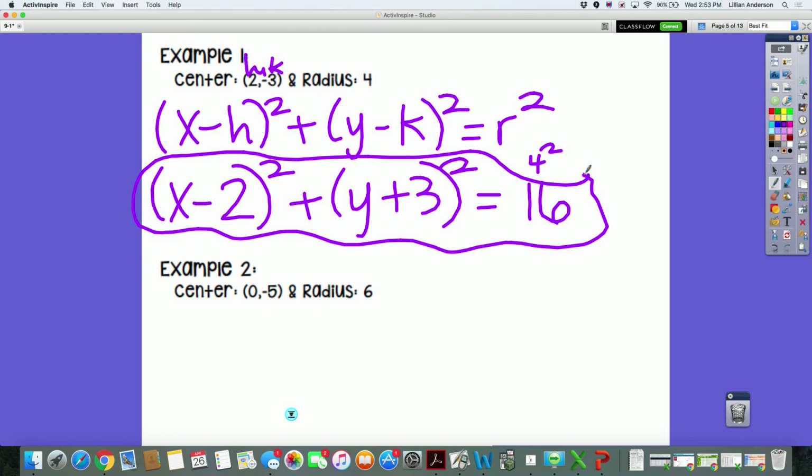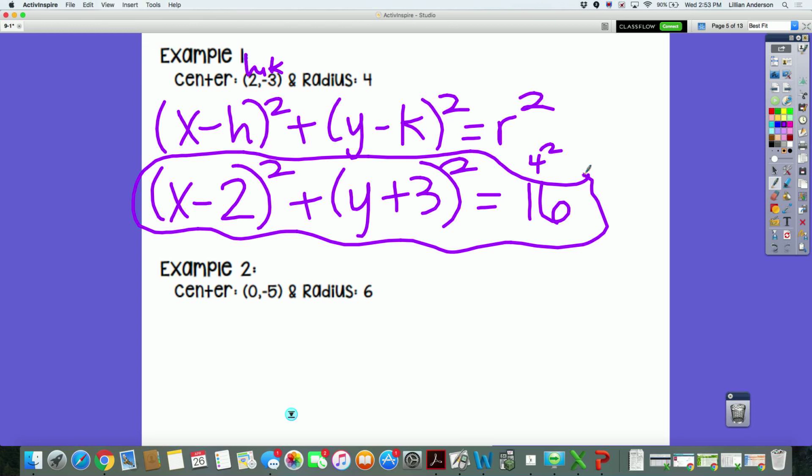But the thing is, you got to know the formula. And you have to remember that it's x minus h and y minus k. Sometimes students tend to put pluses when they should be minuses here and here. Okay? Same thing with example 2.